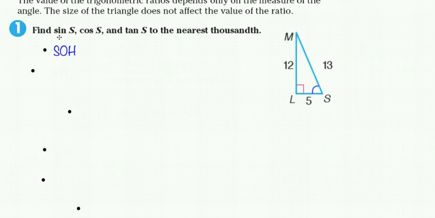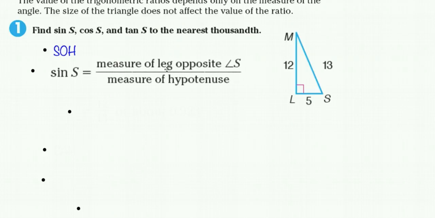So sine S means opposite over hypotenuse. Opposite leg over hypotenuse of angle S. So if you have angle S, the opposite side of angle S is 12, and the hypotenuse is 13. So this trigonometric ratio in terms of sine is equal to 12 over 13, or about 0.923, rounded to the nearest thousandths place.